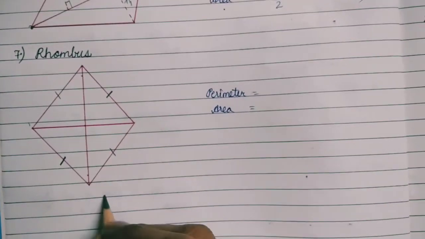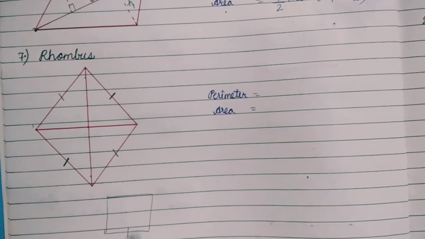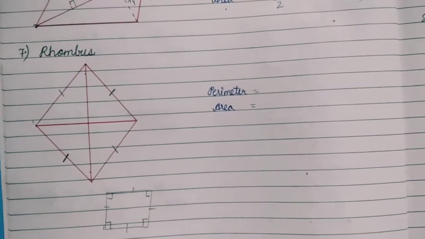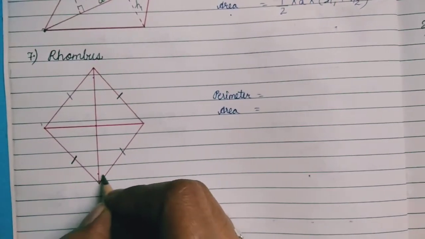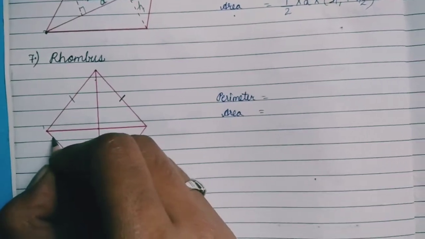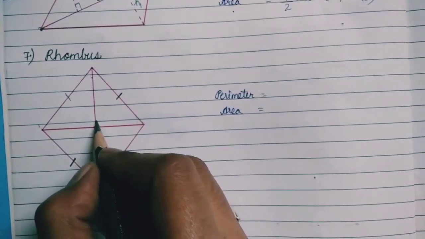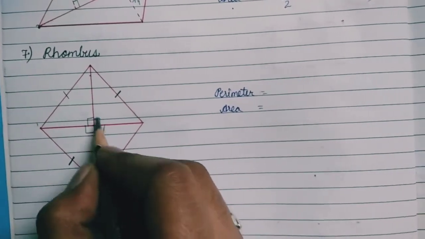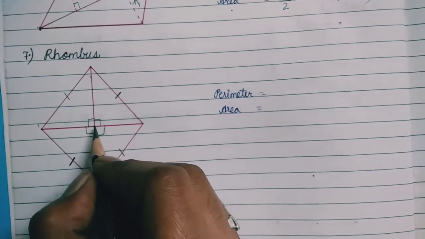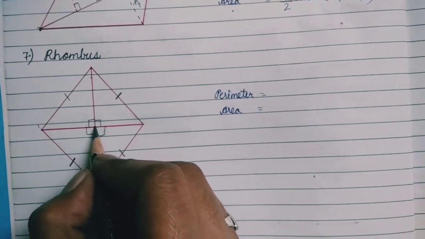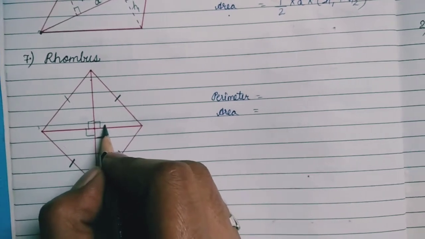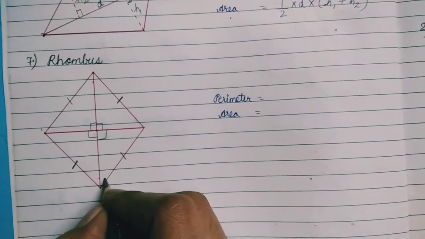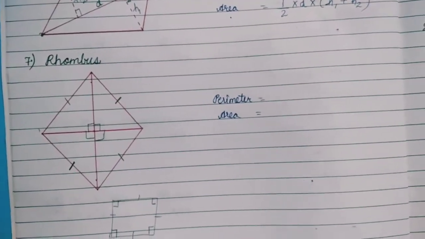Why? Because in a square each corner angle is 90 degrees. But here each corner angle is not 90 degrees. 90 degrees comes when we join the diagonals with each other. Here we get the diagonals, and at the intersecting point of the diagonals we have 90 degrees with each one of the angles. Here we don't have any 90-degree angle. It's only that four sides are equal.